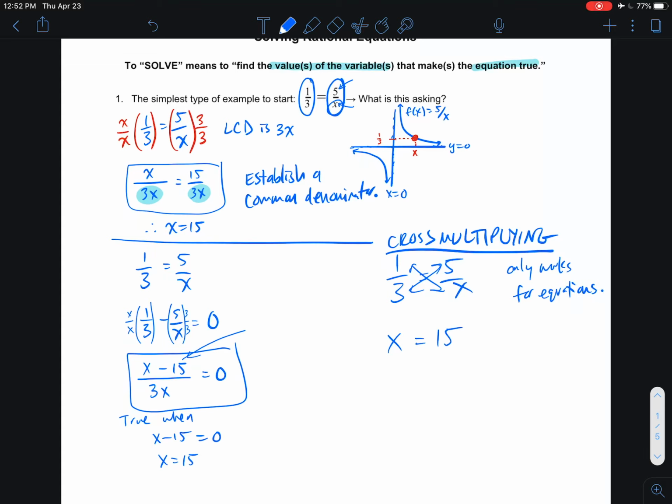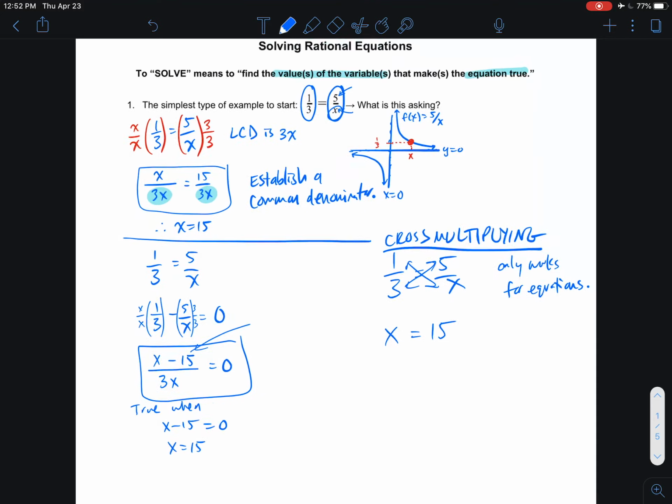Whereas these strategies of establishing a common denominator are going to stick around. We can use those with polynomial inequalities and rational inequalities as well. We won't have to have different strategies for different types of problems. Okay, so let's move on.